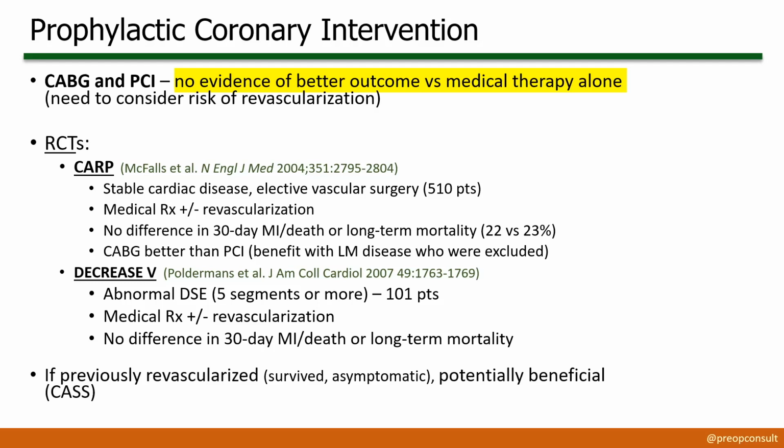There are only 2 randomized controlled trials on prophylactic revascularization before non-cardiac surgery. The CARP trial from the VA, 510 patients with stable cardiac disease awaiting elective vascular surgery who were randomized to medical therapy with or without revascularization. They found no difference in 30-day MI or death, and no difference in their primary outcome, which was long-term mortality about 2.5 years later. In the subgroup who had revascularization, they found that patients who had bypass surgery did a little better than those with PCI, probably because it was a more complete revascularization. And in those who were excluded from the study with left main disease, we know that left main disease patients will do better with bypass surgery.